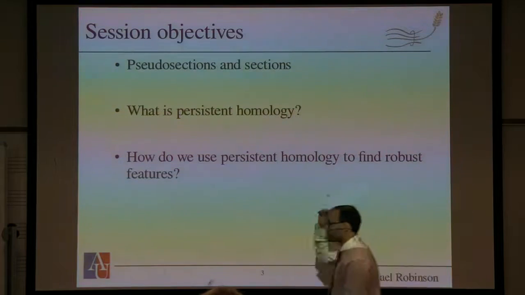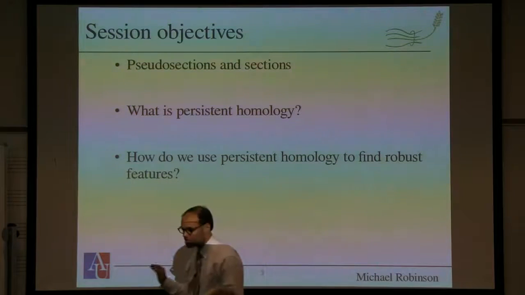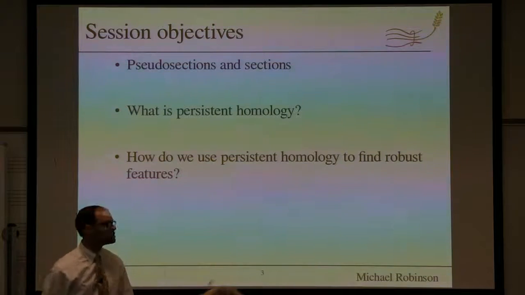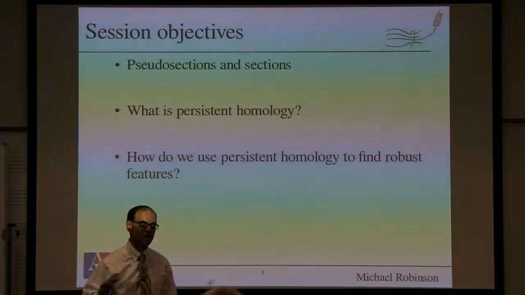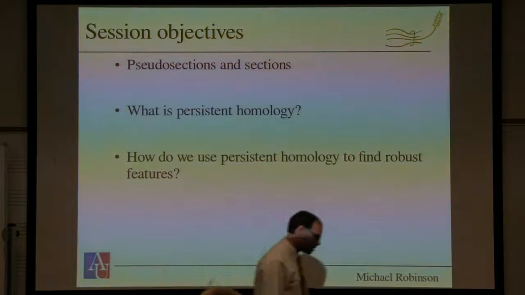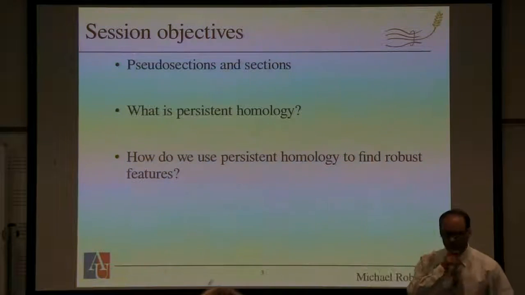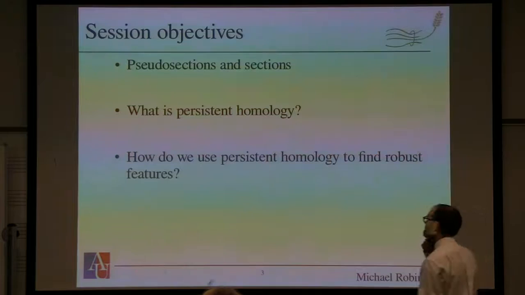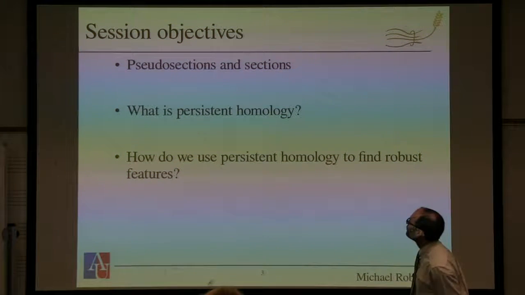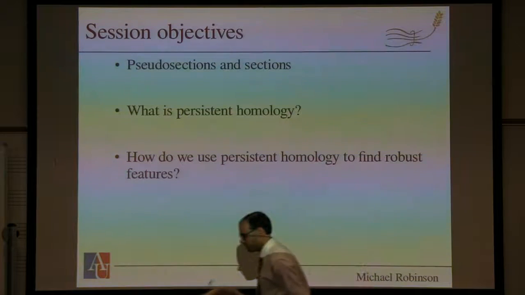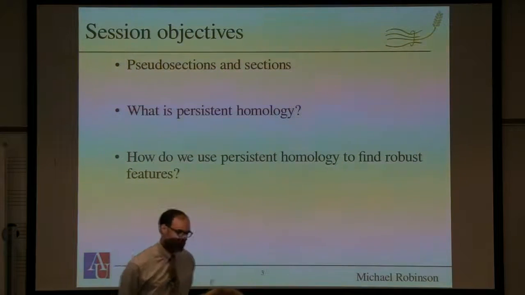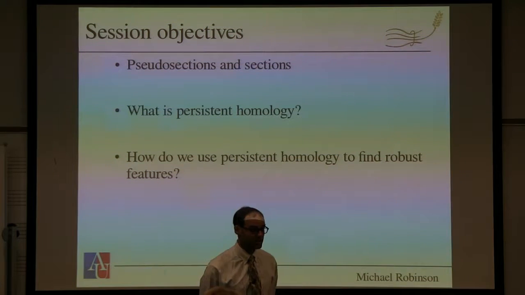So what we're going to talk about first is a little bit about pseudo-sections, which are a somewhat flexible version of what a section is, allowing you to manage some kind of error tolerance. And then we'll talk about persistent homology, which is a particular kind of sheaf. And we'll talk about how we can use that to find some useful features. We've mentioned this computationally a few times, and we'll actually delve into what's actually happening under the hood.